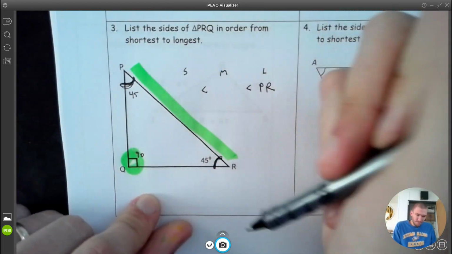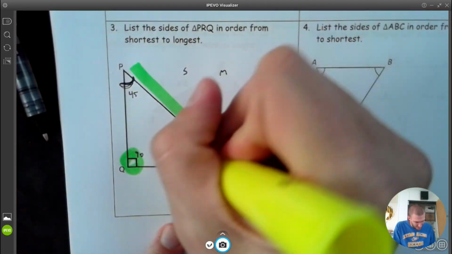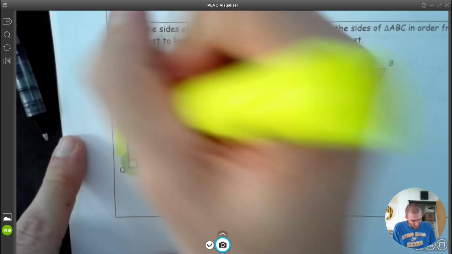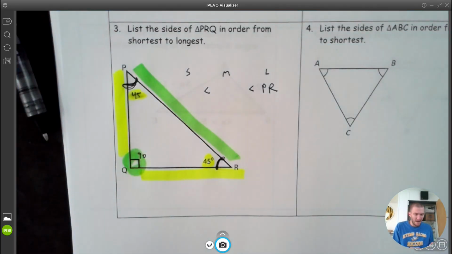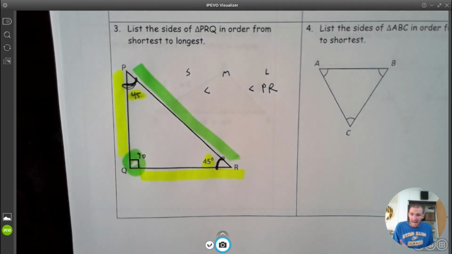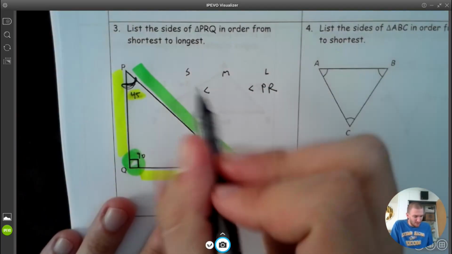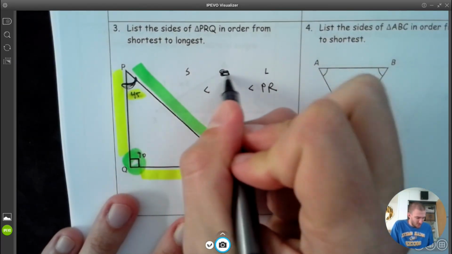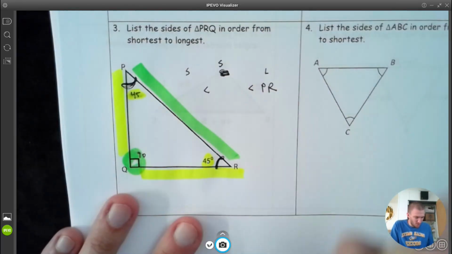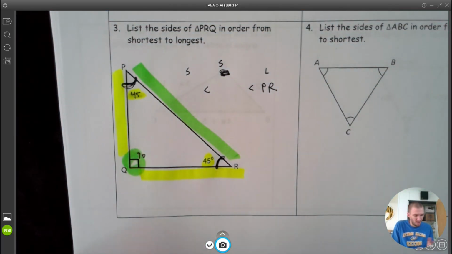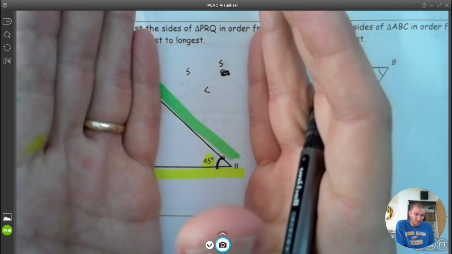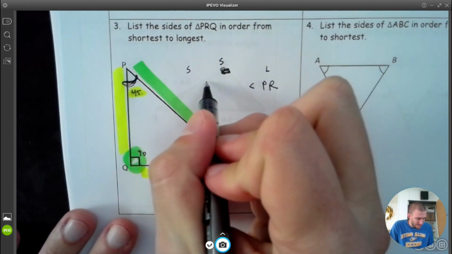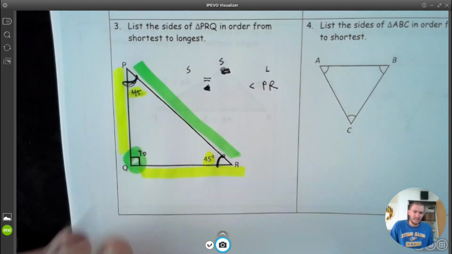These other two, okay, I know that this one is opposite of 45, but this one is also opposite of 45. I kind of have a tie for these two sides. So maybe instead of calling it small, medium, large, I could change it, and I could call them small, small, because they're both small, right? It's like a tie. Maybe instead of using a less than sign, I could put an equal sign in the middle.